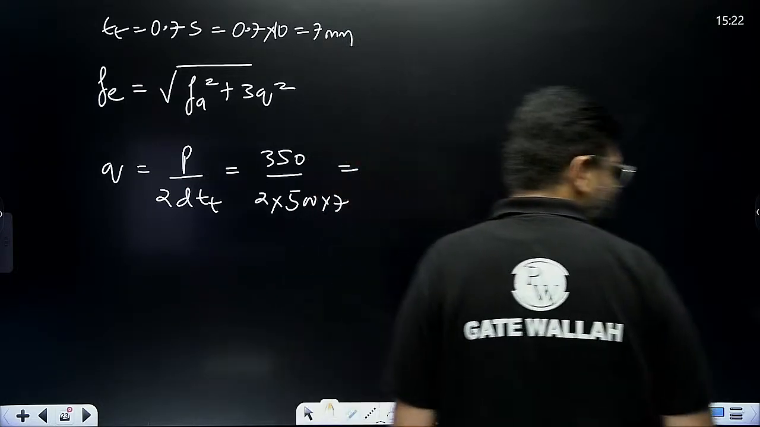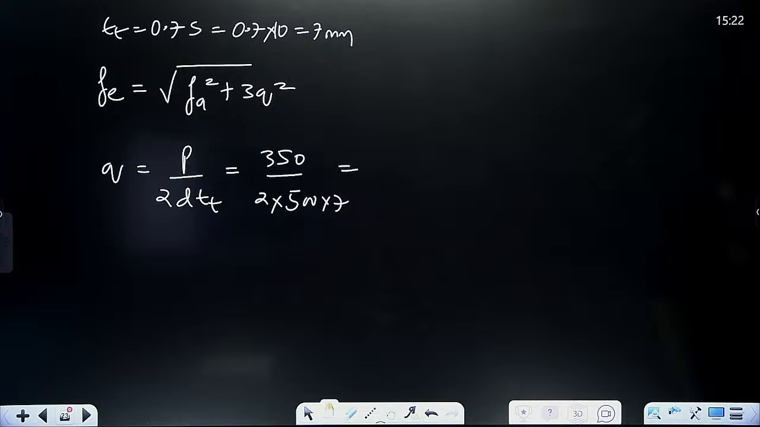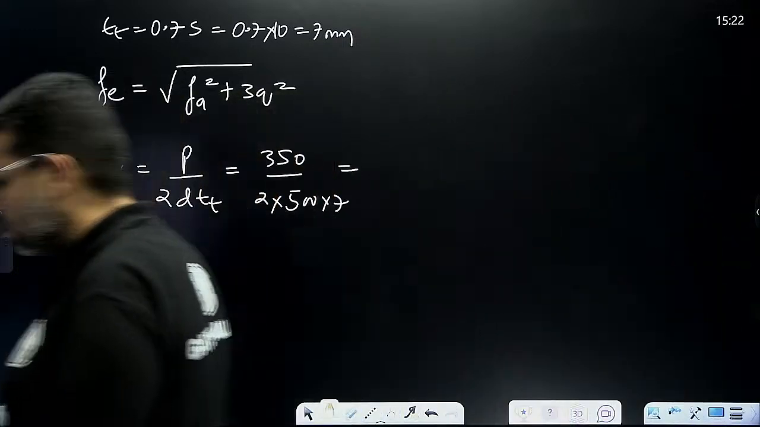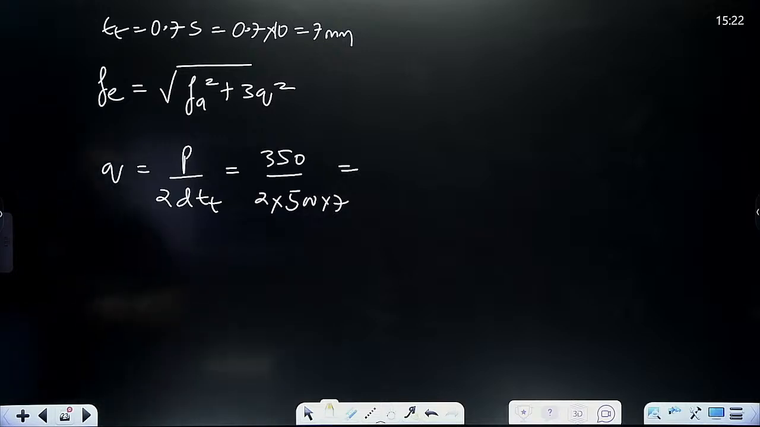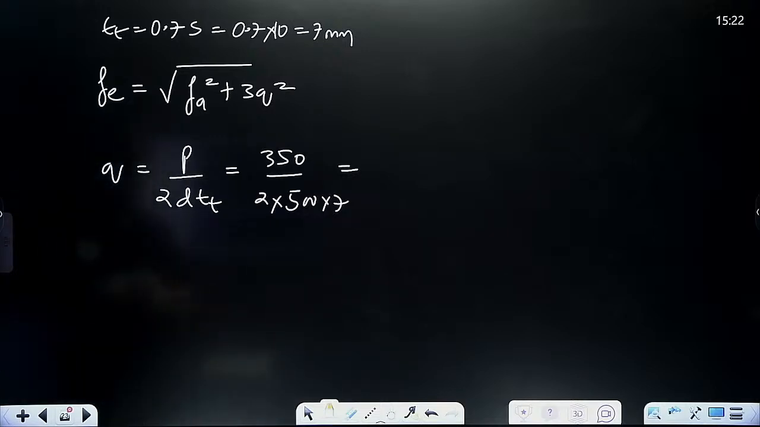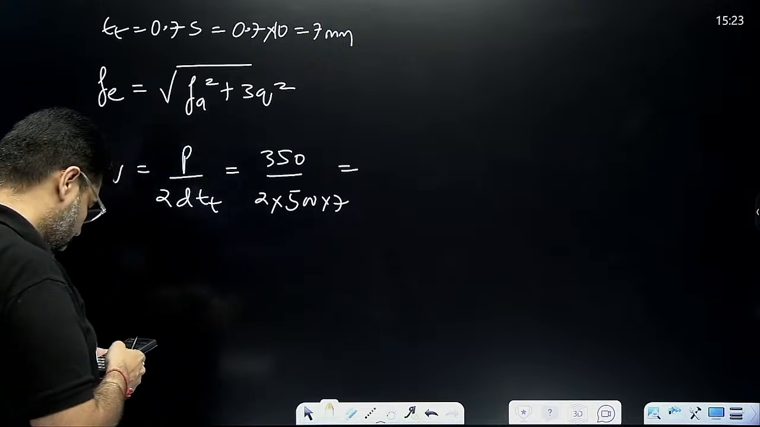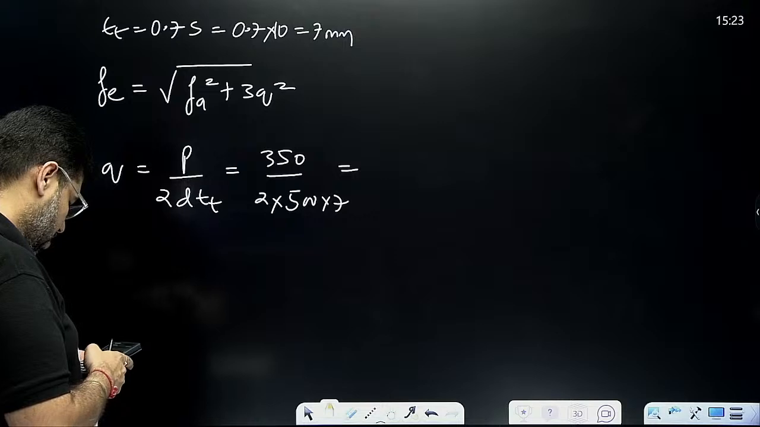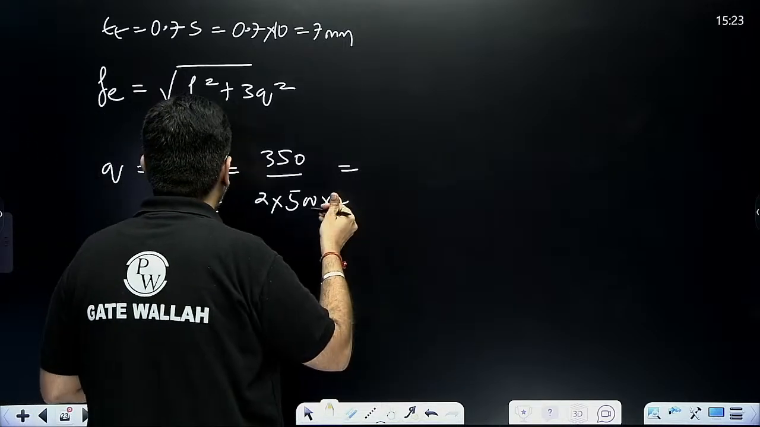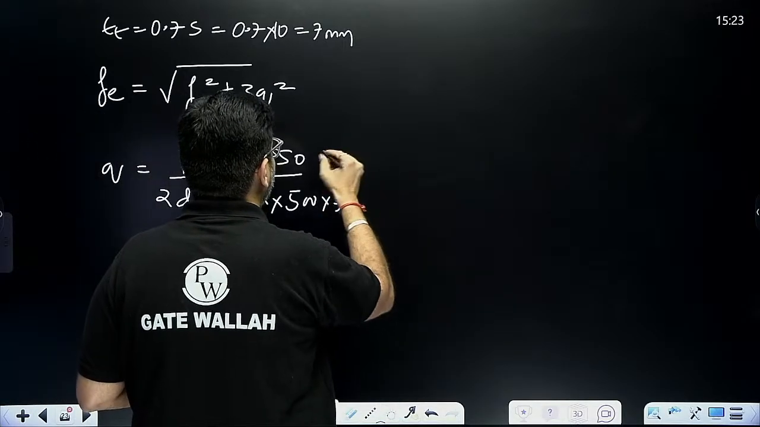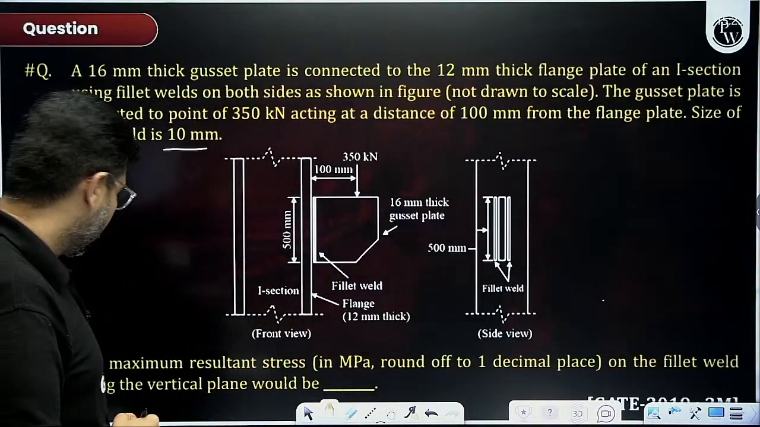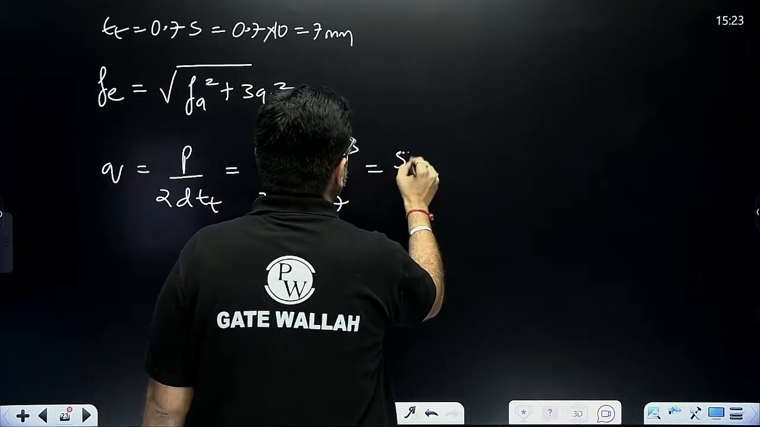How much direct shear stress are you getting? Direct shear stress, that is 50 MPa only. Please check the answer. 50 MPa only, I guess. Into 10 to the power 3 also. You have to report your answer in MPa. So this is 50 MPa.